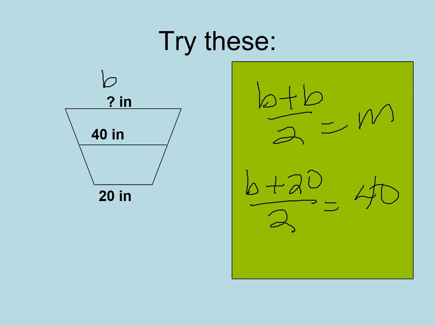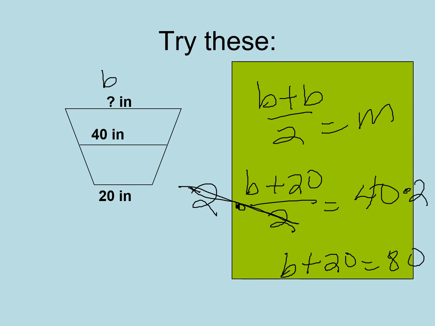So to work it, it'd be easy if it didn't have that fraction, right? Get rid of that 2, times the 2, divide it out, times the 2. I'm left with B plus 20, and I'm left with 80 here. So minus your 20, sorry, and you get 60. Now, a quick way to think about this, look at how they're spaced apart.